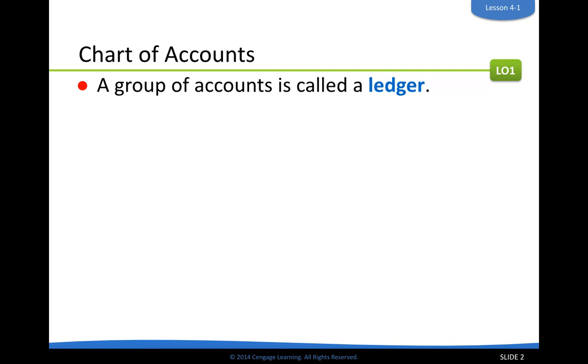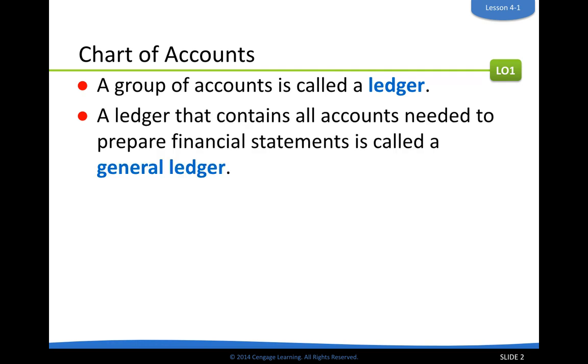So we would have a ledger of our assets, a ledger of our expenses possibly. When you combine all of those ledgers together, so a ledger that contains all the accounts that we have, that is called the general ledger. So we're going to be using the general ledger a lot this chapter.